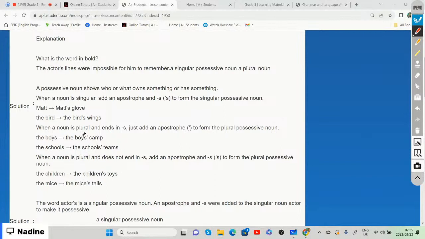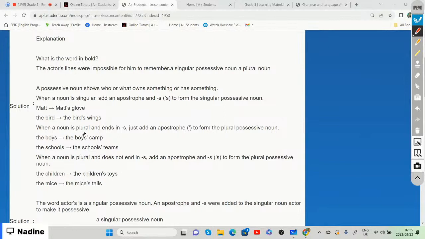The schools, meaning we are talking about more than one school, not just one school, right? So if we're making mention of more than one school and we're saying the schools, or if we want to make mention of the possessiveness of it, then we say the school's team. Can be the school's netball team, soccer team, whichever code or sport is taking place.